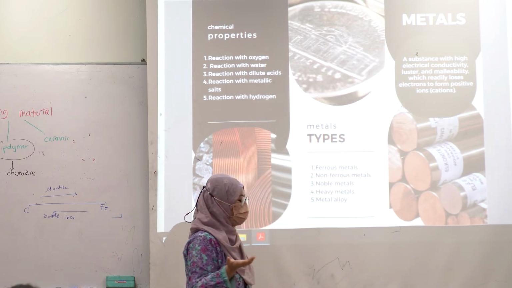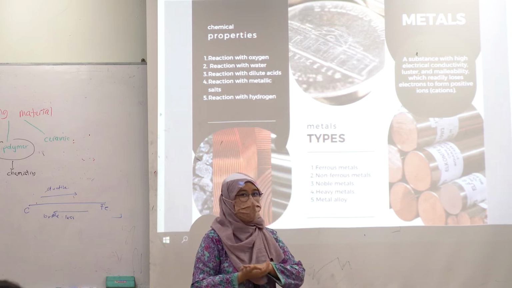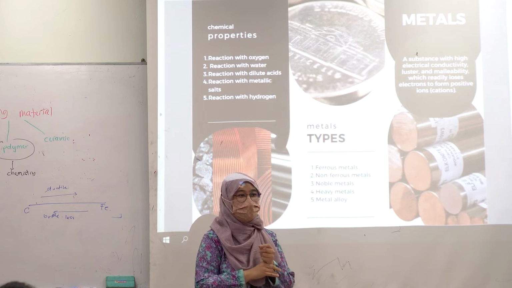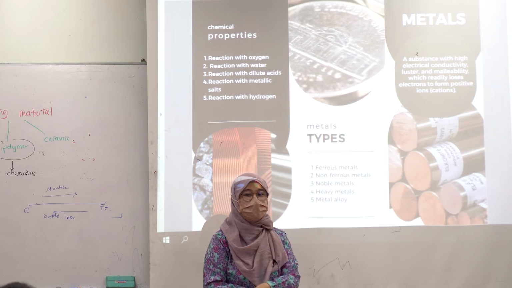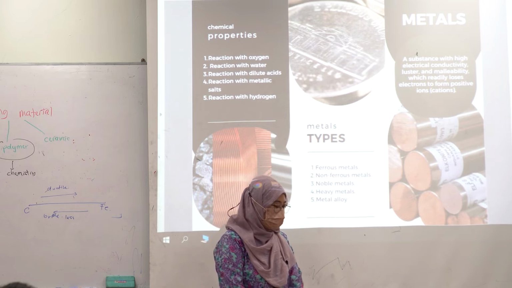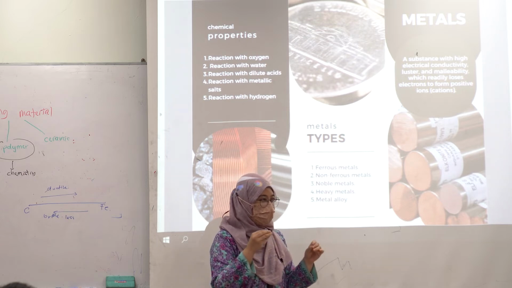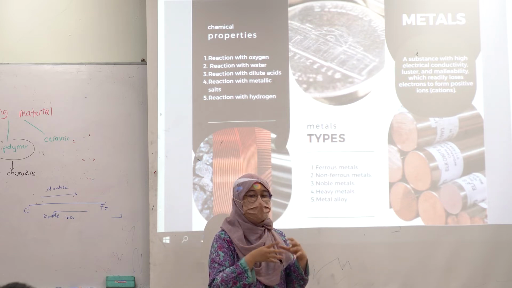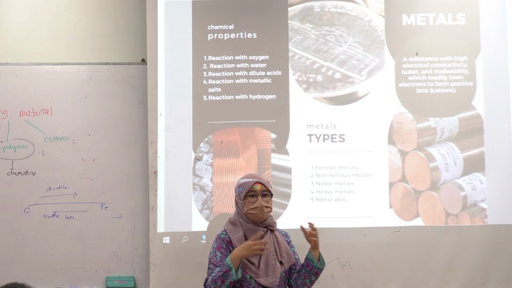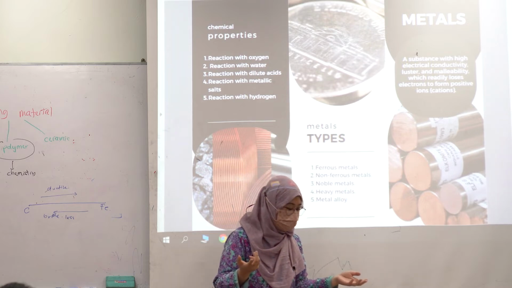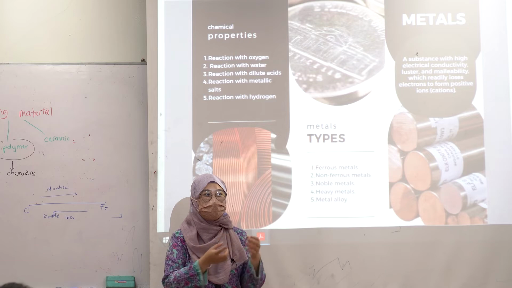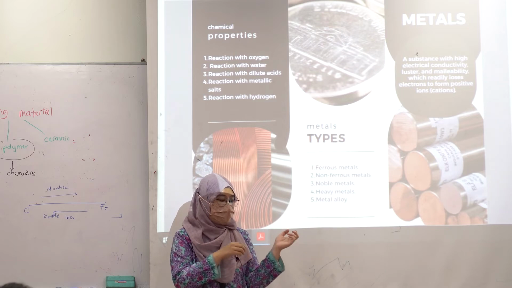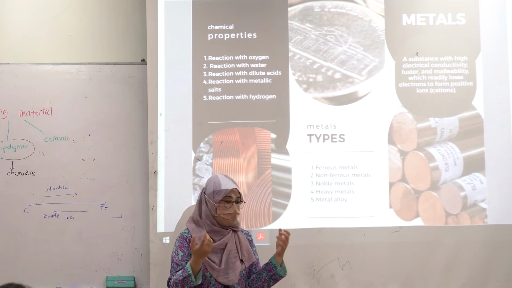Okay, so moving on, we have reaction with dilute acids. The most common dilute acids we use are hydrochloric acid and also sulfuric acid. Reaction with these dilute acids will form metallic salts. For example, when sodium reacts with hydrochloric acid, it will form sodium chloride and hydrogen gas.